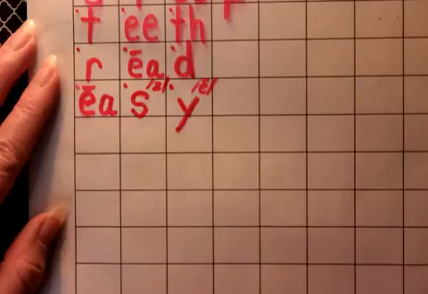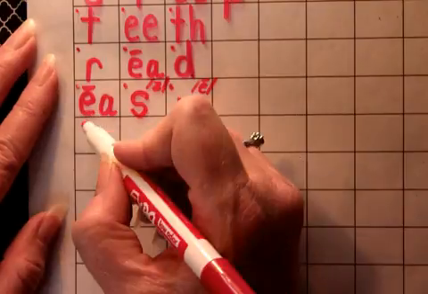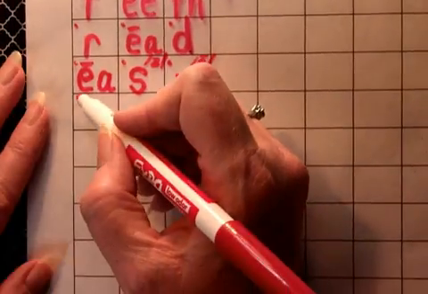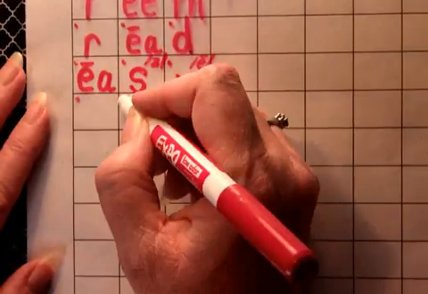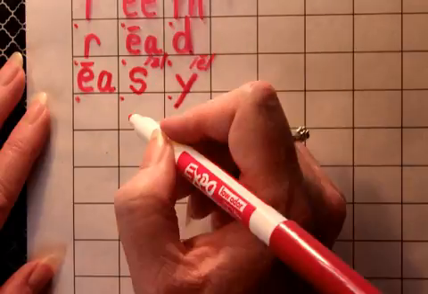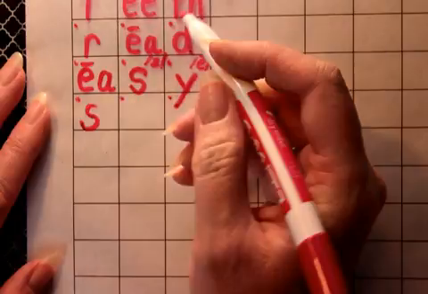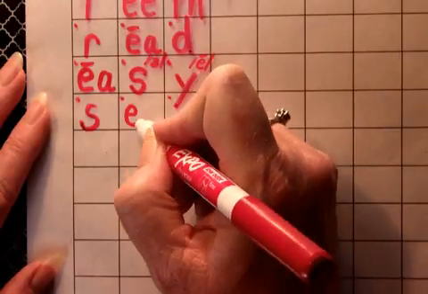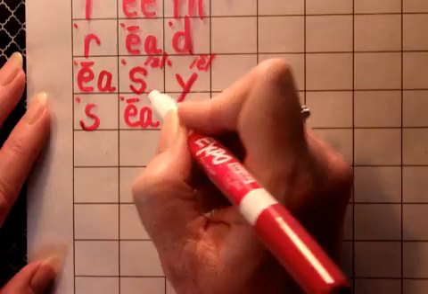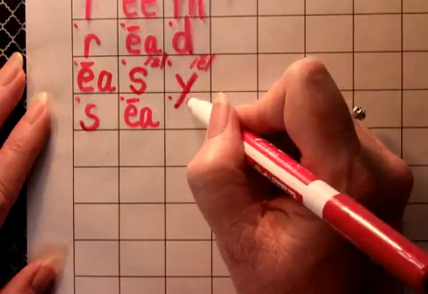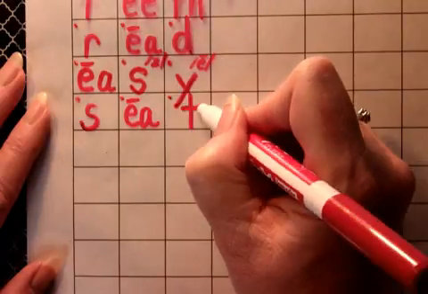The next word is going to be seat. I sat in my seat. S-E-A-T. The first sound is S. E is an E-A, and T. Start at the top, go down, and then cross. Seat.